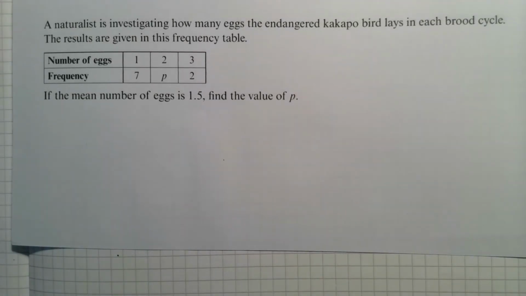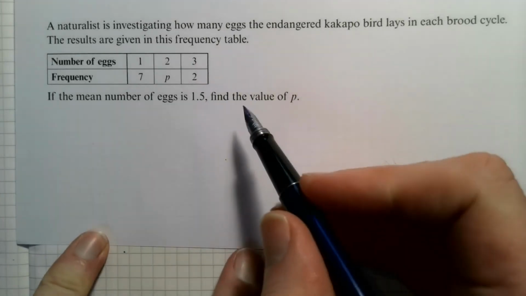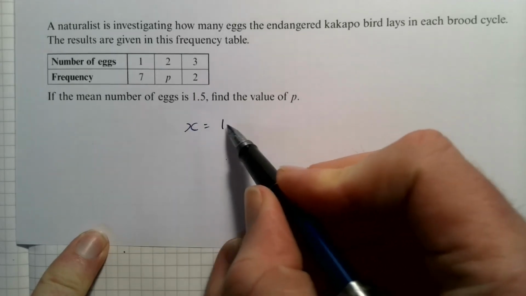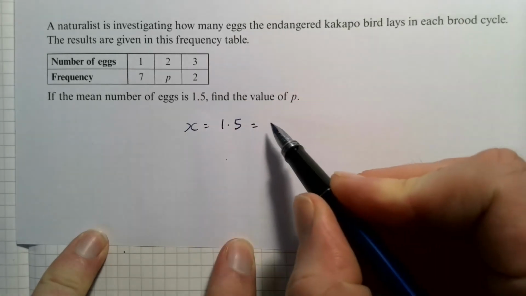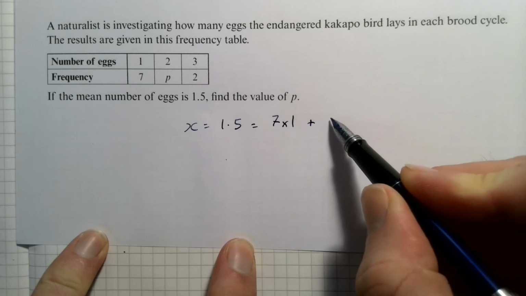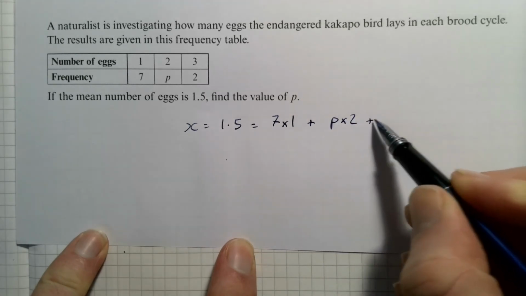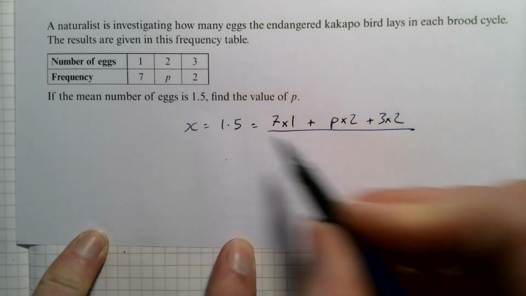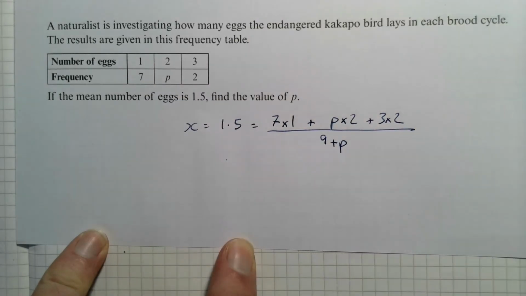And here's your final one, a bit more of a problem-solving one, so do pause the video and have a good go at this before you check on what I do for it. So what I would say is, I know in order to work out the mean, the mean is 1.5, and you would do that by doing 7 times 1, and you would do p times 2, and you would do 3 times 2, and you would divide it all by what all of that adds up to, which is 9 plus p, isn't it?